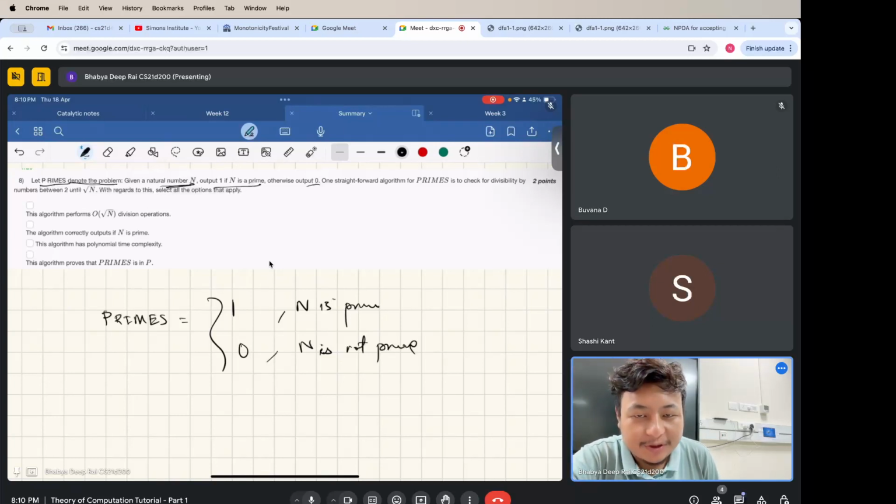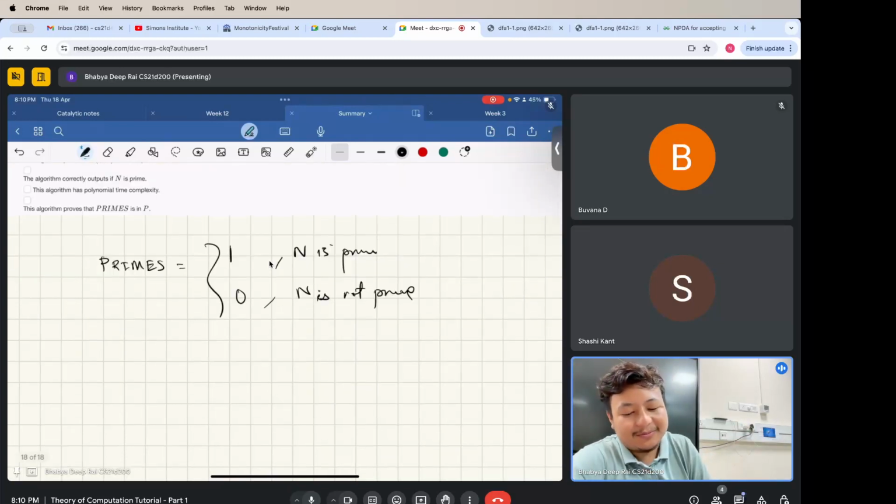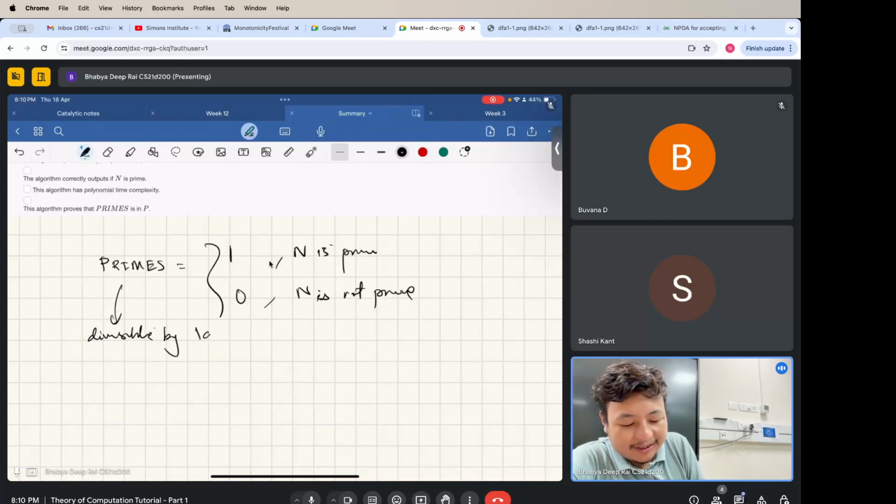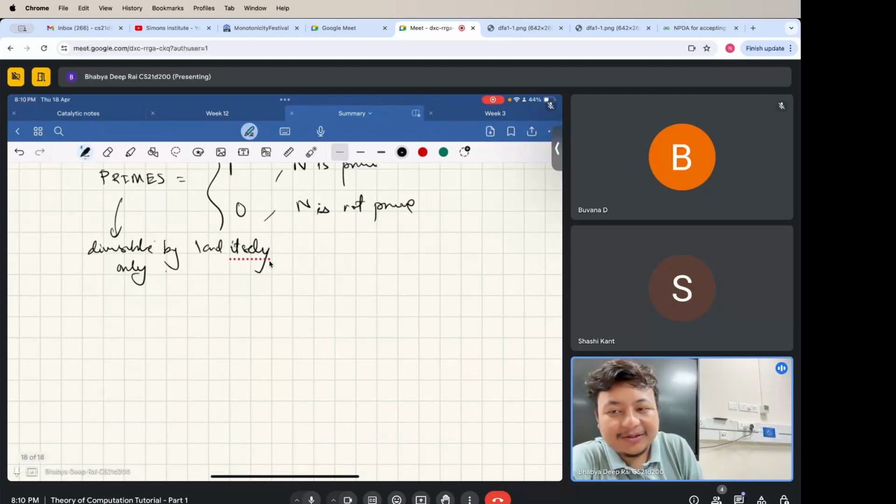One straightforward algorithm for primes is to check the divisibility by numbers between 2 and root n. So this is a cleverer way than going 1, 2, 3, 4 till n. What is the most naive way to check if a number is prime? So what is a prime? It is divisible by 1 and itself, only by this. What is the way to do this?